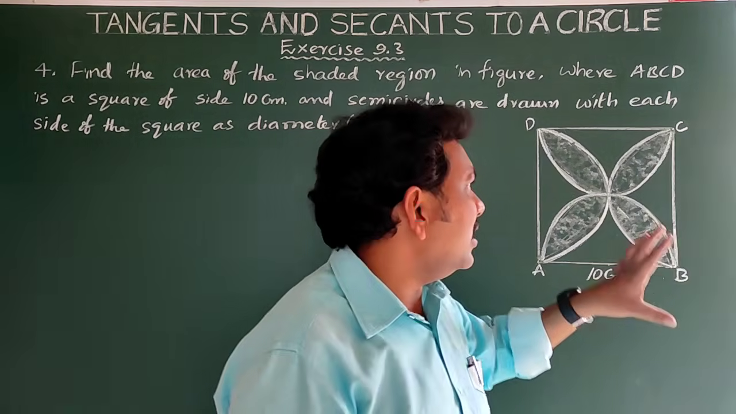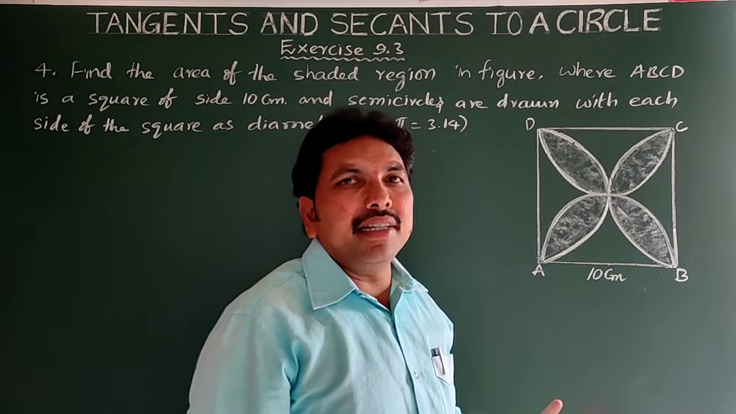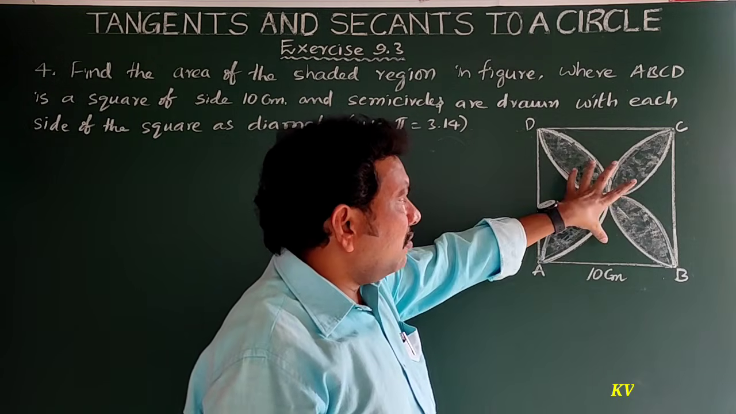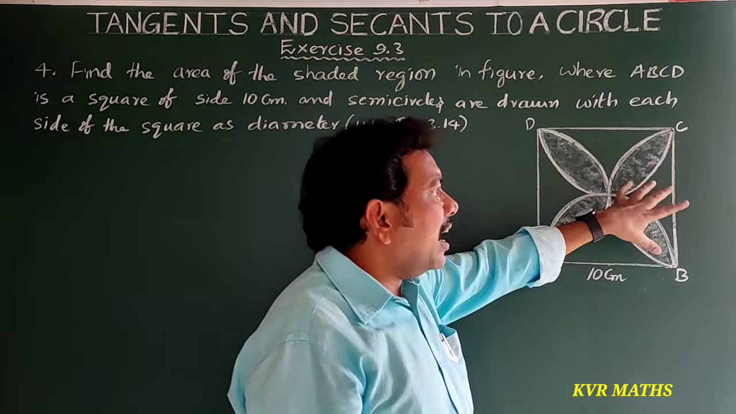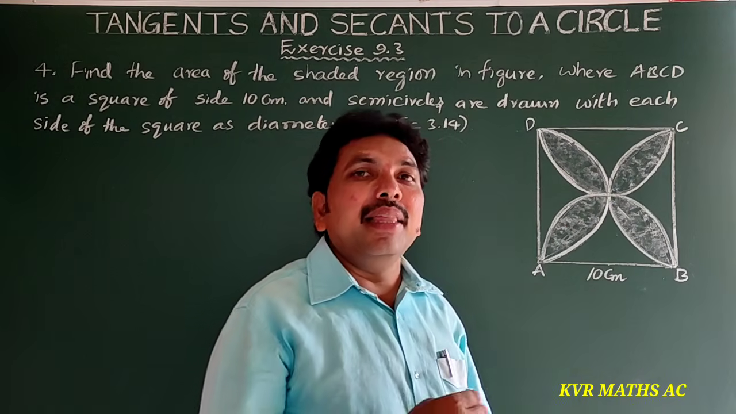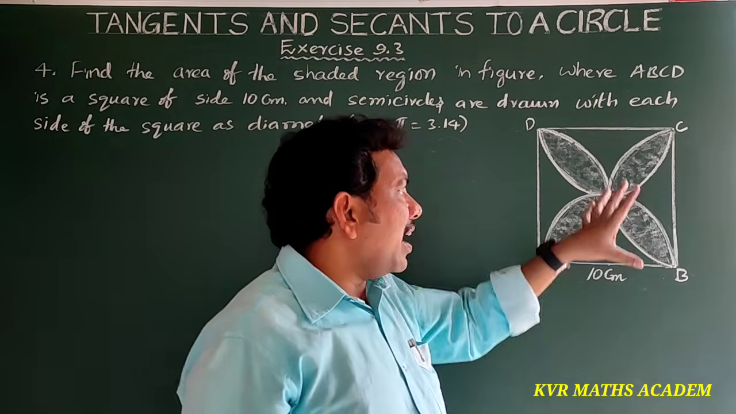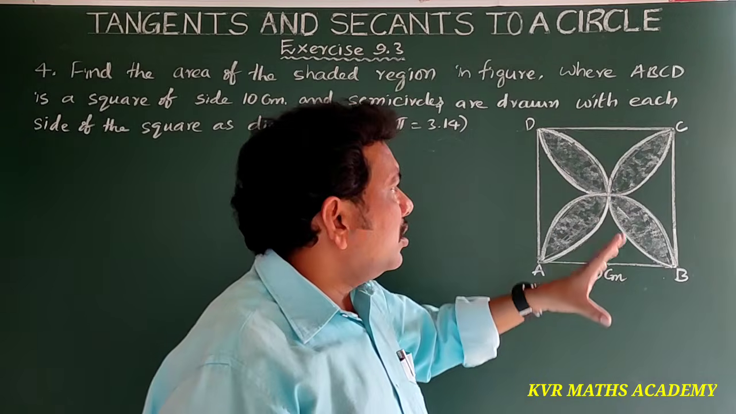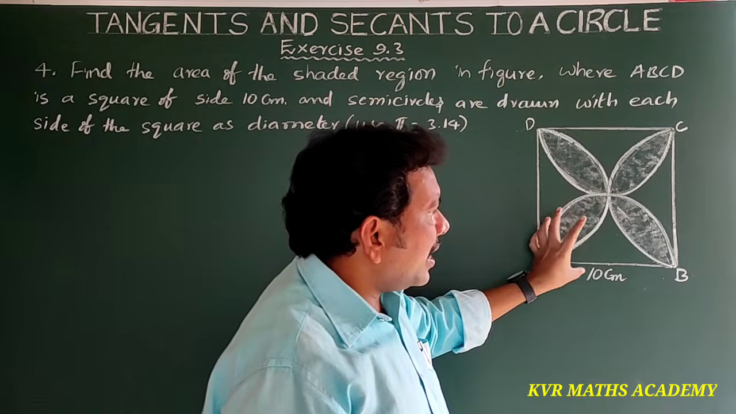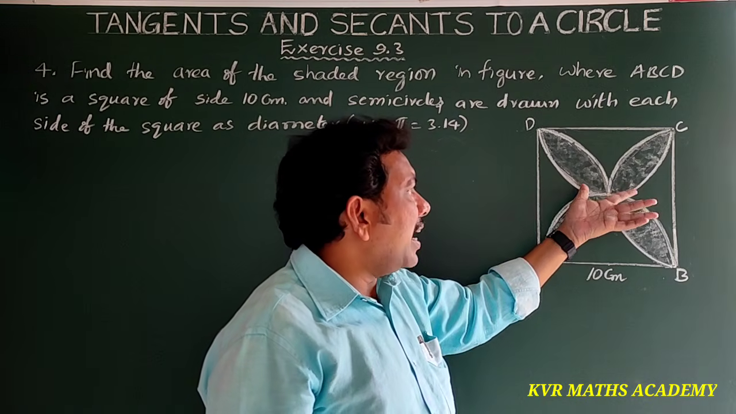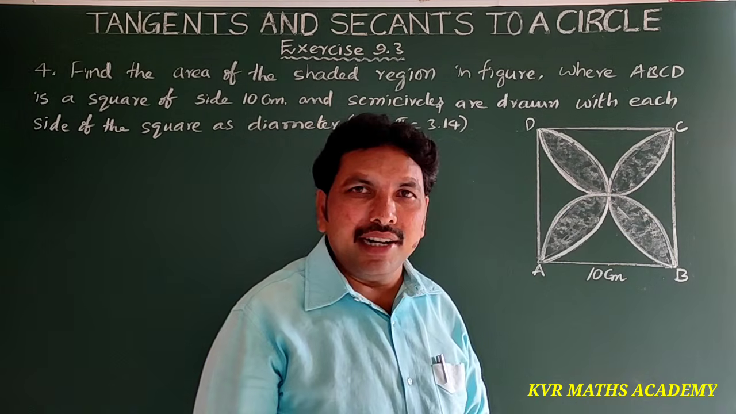Yes, let us find now. How will you find the area of the shaded region? We want to find the area of the shaded region, so first we have to find the area of the unshaded region. If you find the area of the unshaded region, then subtract it from the area of the square, and you will get the area of the shaded region.